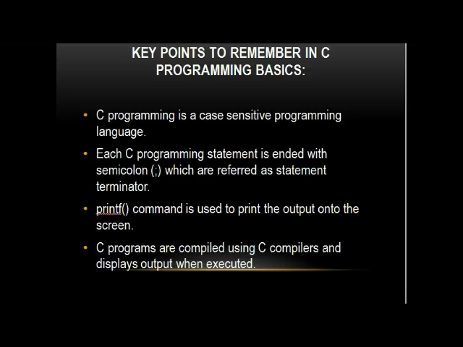Here are some of the key points to remember in the C programming language. C is a case sensitive programming language. Case sensitive means small x and capital X are two different things for C. Each C programming statement ends with a semicolon, which is referred to as the statement terminator, meaning the end of a statement. Printf is used to print the output on the output screen. C programs are compiled using C compilers and display output whenever executed.